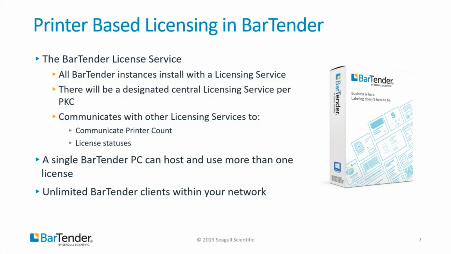We're going to be at BarTender, or however we're printing. We're going to print. That instance of BarTender is going to communicate with its local license service. Then that service is going to go out on the network and try to locate and communicate with the other licensing services and try to locate the central one if it is not the designated central one itself.